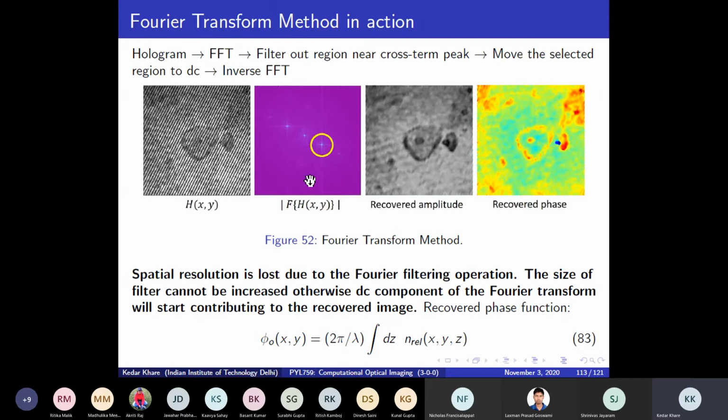When you take a Fourier transform, the FFT of H(x,y) is actually a complex valued function. So if I want to extract information in this region, I'm going to take all the pixels in this region and move them to the center. And apart from this region, all pixels I'm going to turn to zero. Once I have that, I'll take an inverse FFT, and then I will get a function which is again a complex valued function. So the recovered amplitude is shown here and the recovered phase map is shown here.